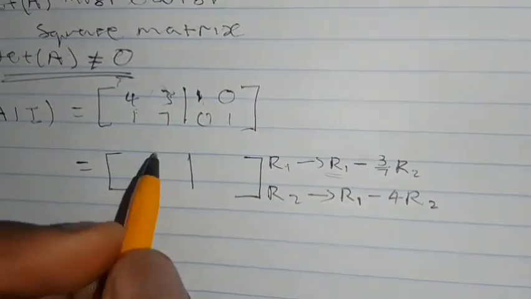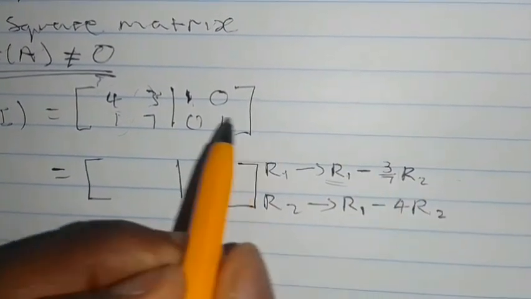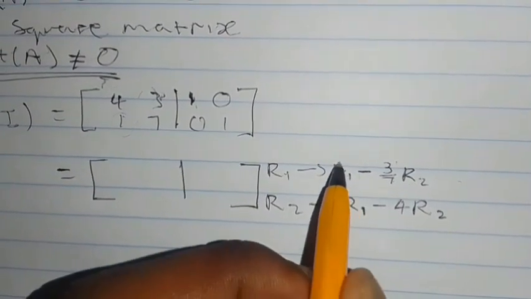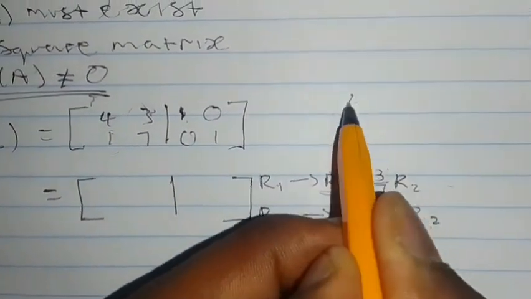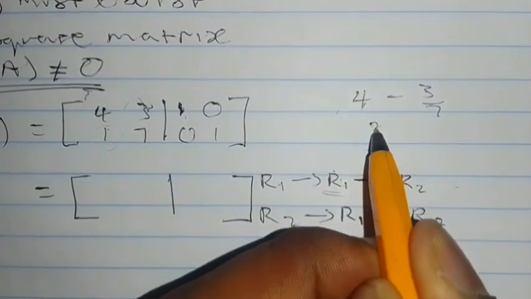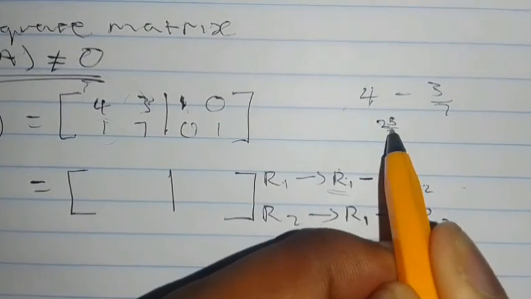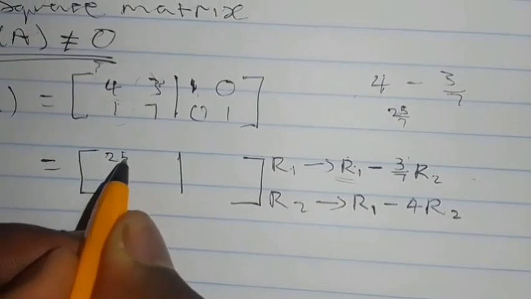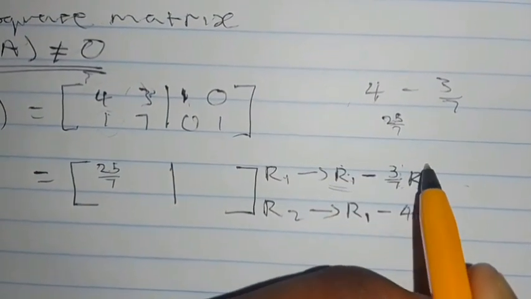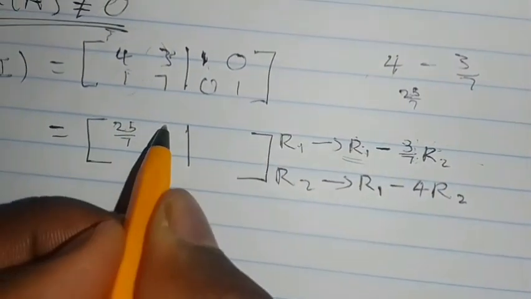So now we're replacing row 1 with row 1 minus 3 over 7 row 2. We're going to have 4 minus 3 over 7 into 1. Let me just write it down. Now 4 times 7 is 28, 28 minus 3 is 25, and then we have 25 over 7. So here we're going to have 25 over 7. And now 3 minus 3 over 7 times 7: 3 over 7 times 7 is 3, so we have 3 minus 3, which is just going to be 0 here.